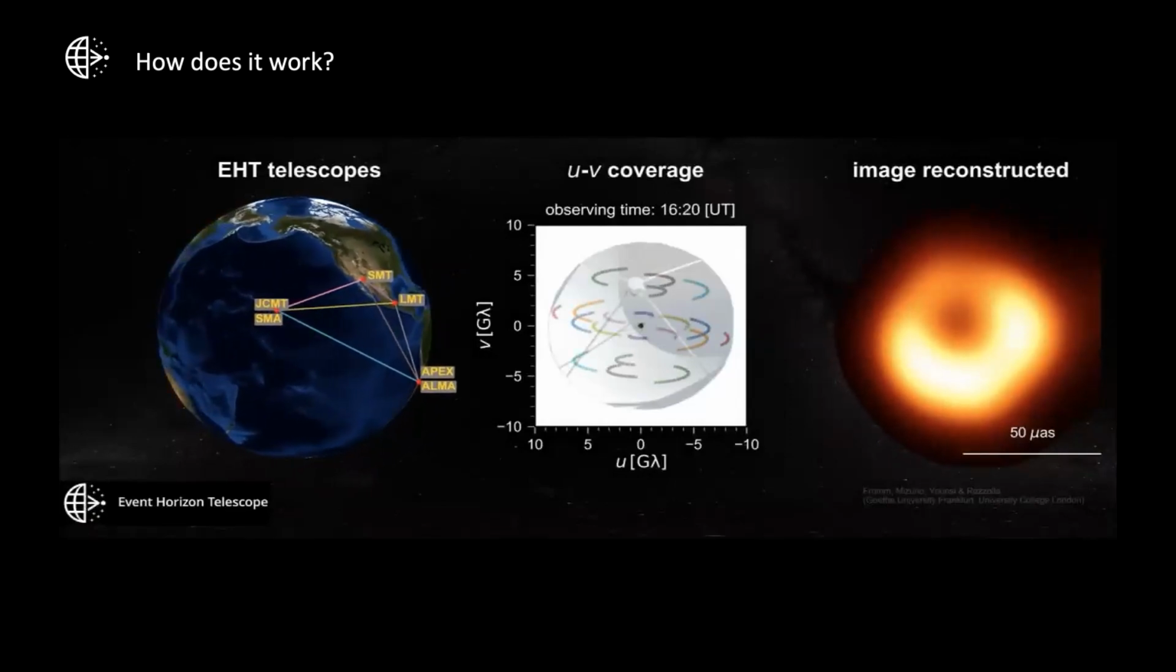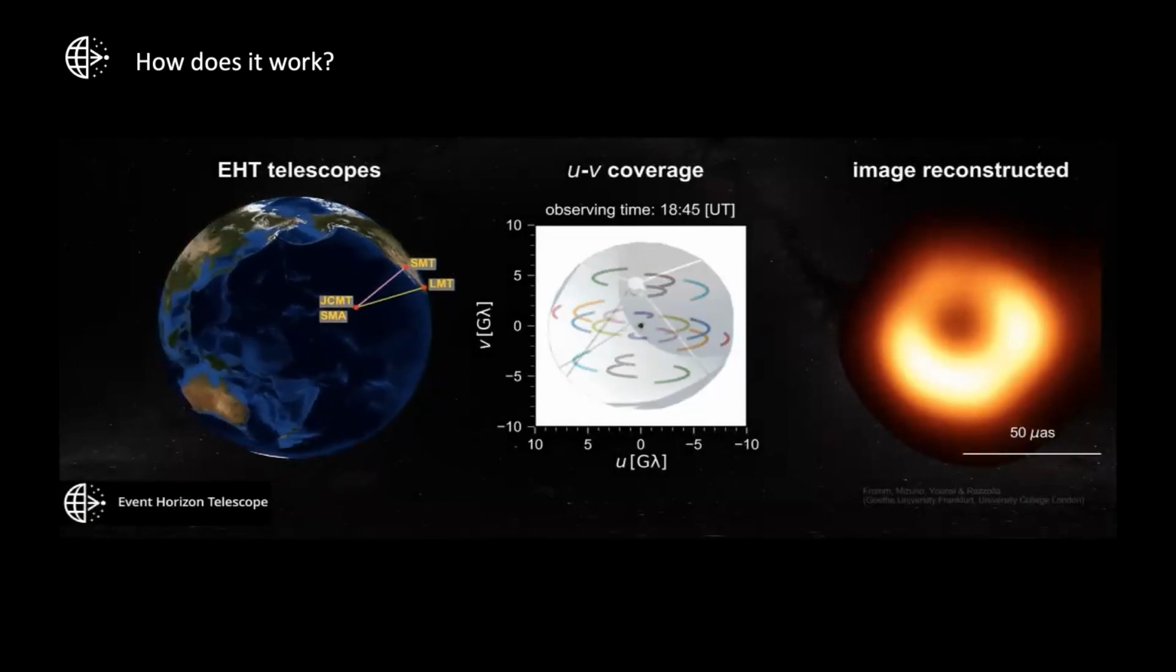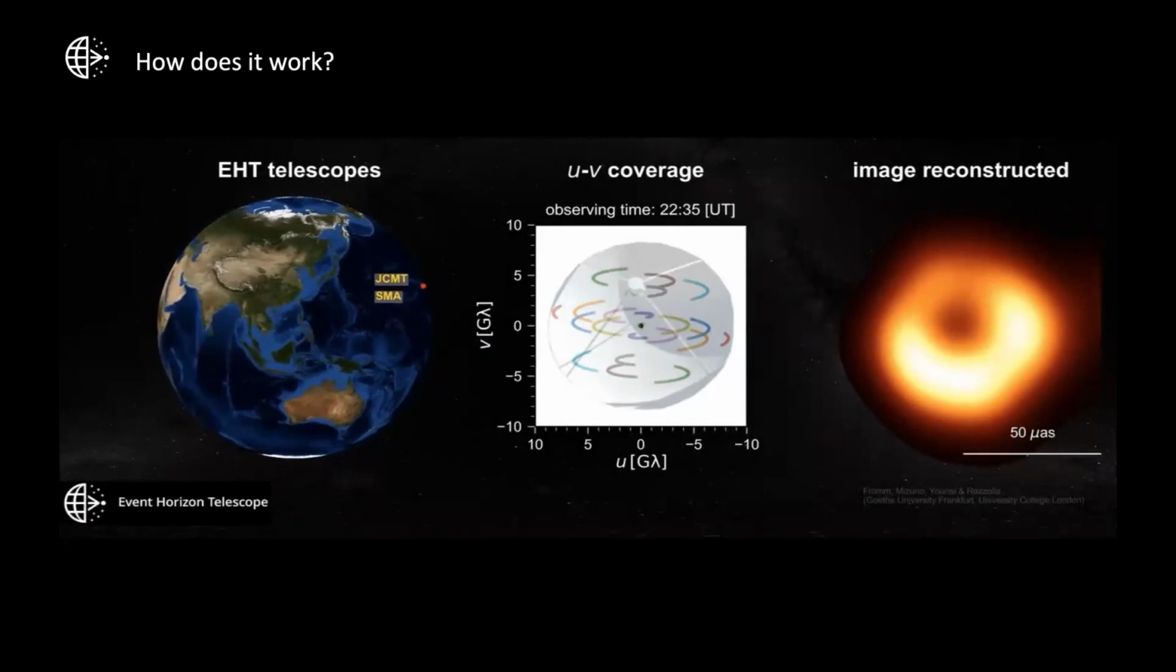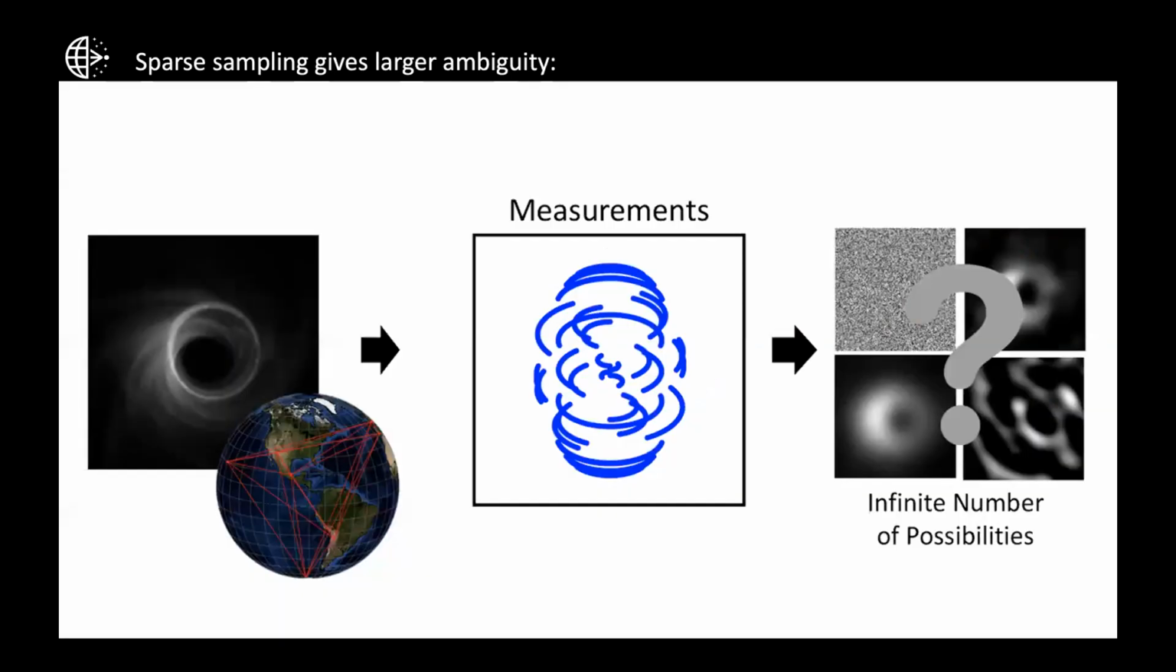Ideally, the more filled this plot is, the better we can characterize the image with high fidelity. Because if we have a sparse sampling, this is the so-called ill-posed problem. Literally, an infinite number of images could fit this data. And this is why, before selecting the final fiducial image, we produced millions of images before being pretty sure that this was the image fitting the data.